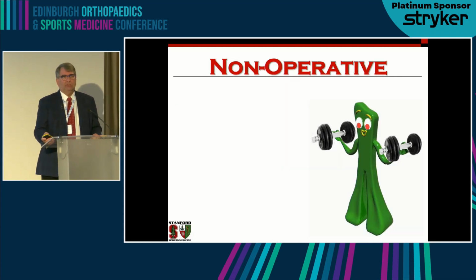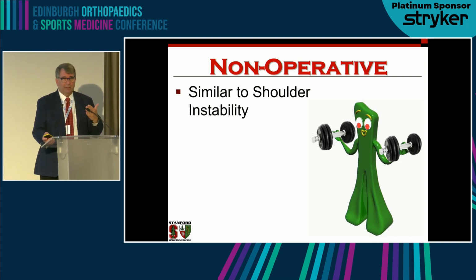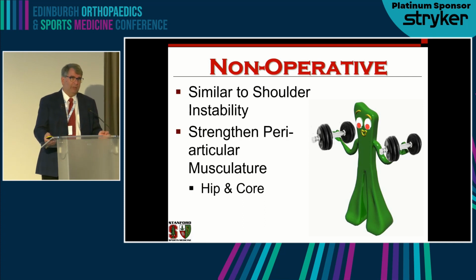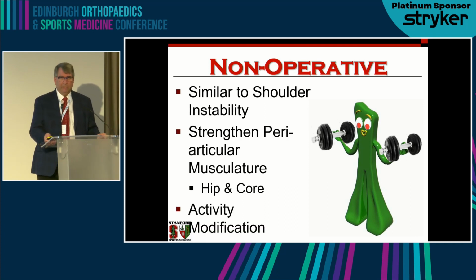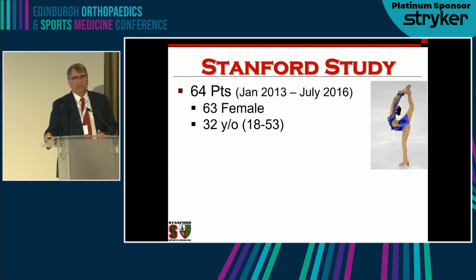So how do we treat these? You can do it non-operatively and operatively. I come to this from a sports perspective, not from a pediatric or arthroplasty perspective. I think of this very similar to the shoulder instability. And so we strengthen the periarticular muscles, particularly the hip and the core, and activity modification.